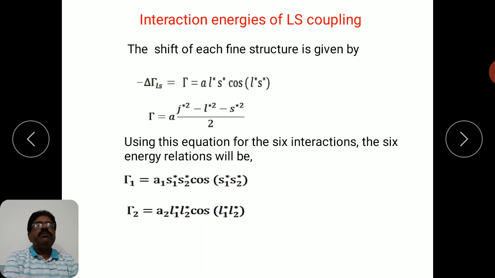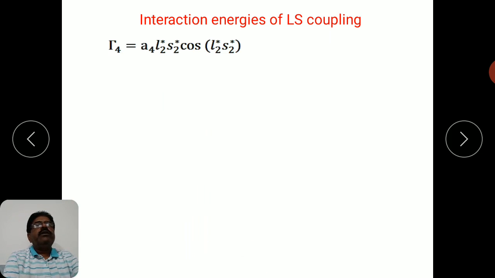So the second term shift, represented by gamma 2, will be equal to A2. Now the second interaction we have defined between L1 and L2. Therefore A2 L1 star L2 star cos of L1 star L2 star. The third interaction is between L1 and S1, so the term shift gamma 3 is equal to A3 L1 star S1 star cos of L1 star S1 star. Next, gamma 4 is equal to A4. The next interaction is between L2 and S2, therefore A4 L2 star S2 star cos of L2 star S2 star.